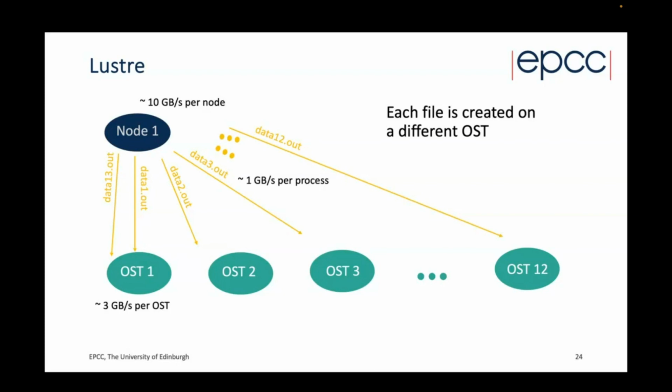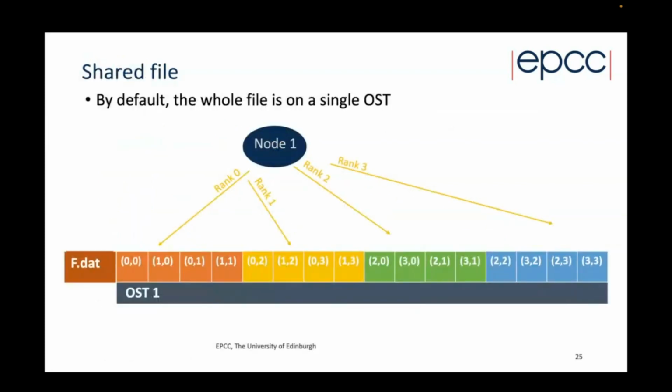However, if you use only one OST, you get about 3 gigabytes per second, which is roughly the same as we got with the output of a single shared file. That's because when you create a single file, all of it will just be on one OST, so you can't really get faster than those 3 gigabytes per second. So how can you make it faster?